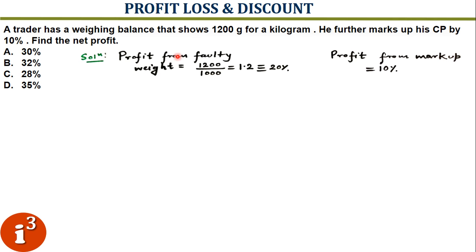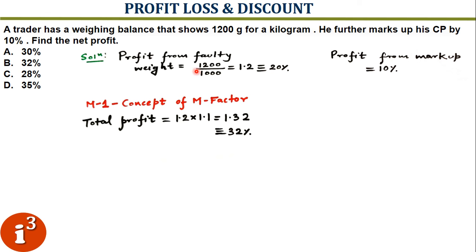So there are two profits. Profit from faulty weight, that is 1200 by 1000, 1.2. Again there is a profit from markup, that is 10% given. So you need to combine these two profits to get the overall profit. Okay, so first, the concept of multiplying factor. Once the profit is 1.2, again the profit is 1.1, so 1.2 into 1.1 is 1.32. Why multiplying? Because this is a successive change in percentages. First the profit is 20%, again a profit of 10% on it, so the overall profit will be 1.2 into 1.1, that is 1.32, a profit of 32%.